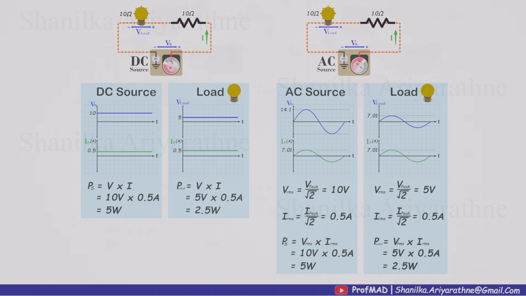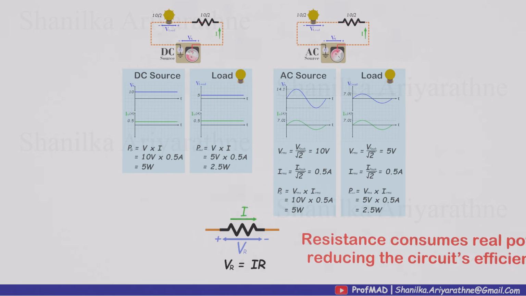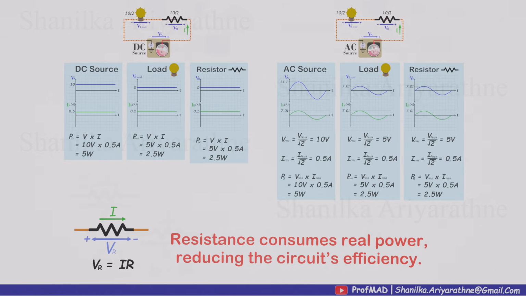So where did the rest of the power go? The resistor used it. It dissipates that energy as heat. If we calculate the voltage across the resistor and multiply it by the current through it, we can see that the source power is simply shared between the bulb and the resistor. So resistance consumes real power, which reduces the efficiency of the circuit. This idea may seem simple, but understanding it clearly will be very important for what comes next.